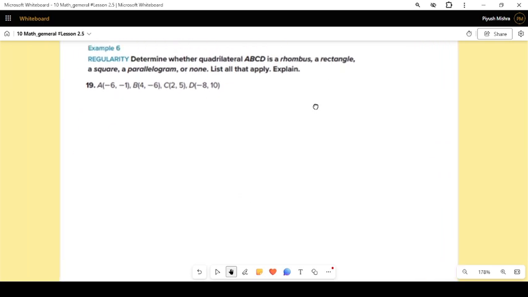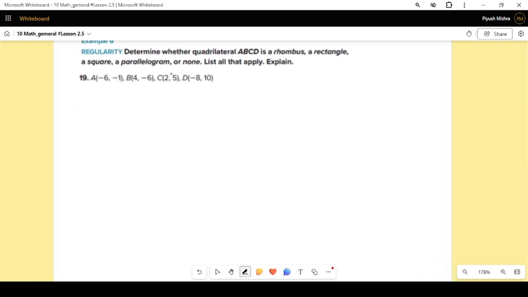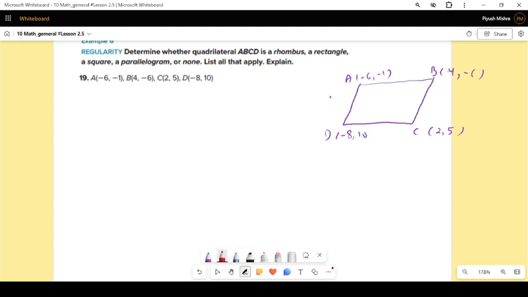Go to the next question. I have to check whether the figure with corners A, B, C, D is a parallelogram, rhombus or whatever, so I am making one figure. I am not sure what this figure is, so I am making it like this. A is (-6, -1), B is (4, -6), C is (2, 5), and D is (-8, 10). I am making the diagonals also. The diagonals will be this one and this one.